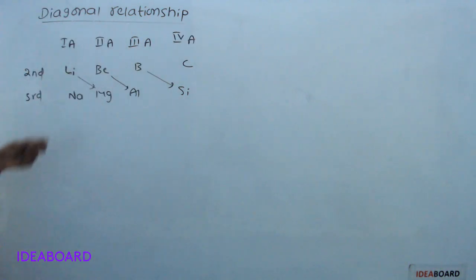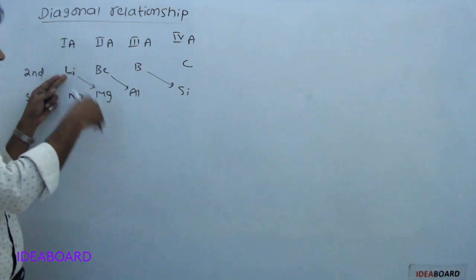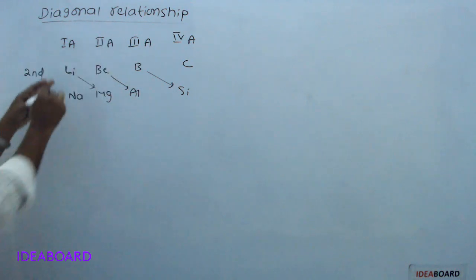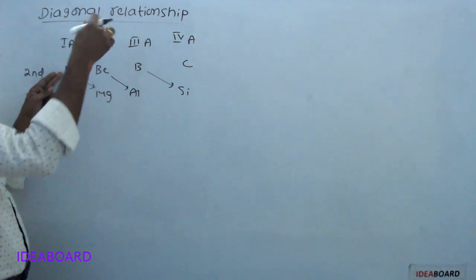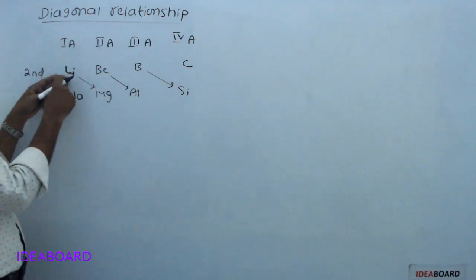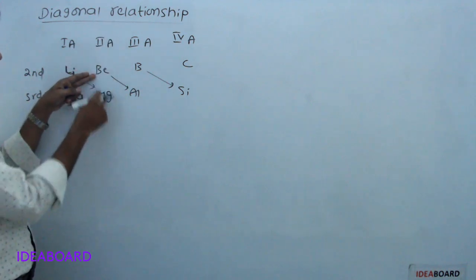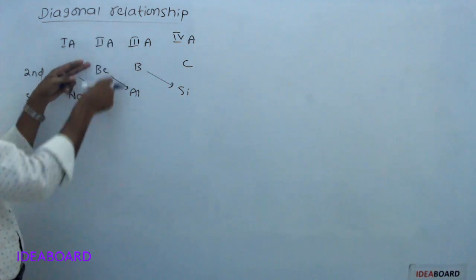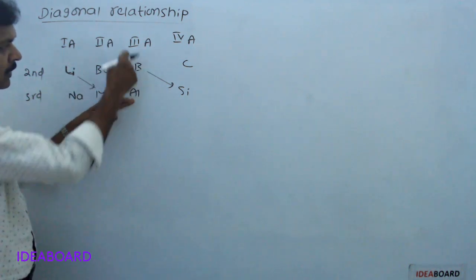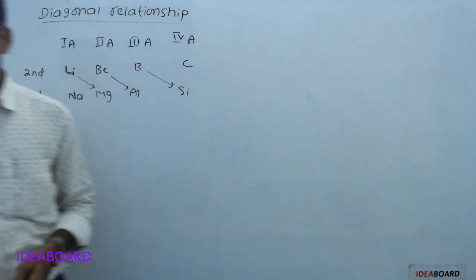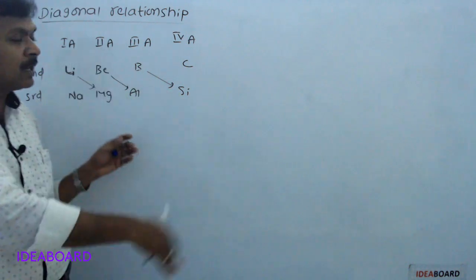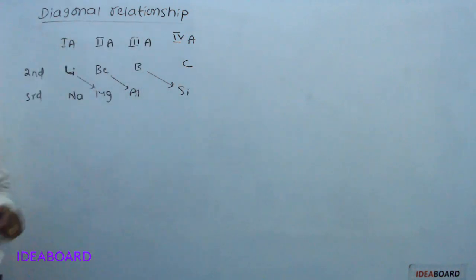In the periodic table, the first element of a group has similar properties with the second element of the next group. See, first A group, first element; second A group, next element. If we take the second A and third A, first element, second element of the next group, second element of third A group. In the periodic table, the first element of a group has similar properties with the second element of the next group is called diagonal relationship.